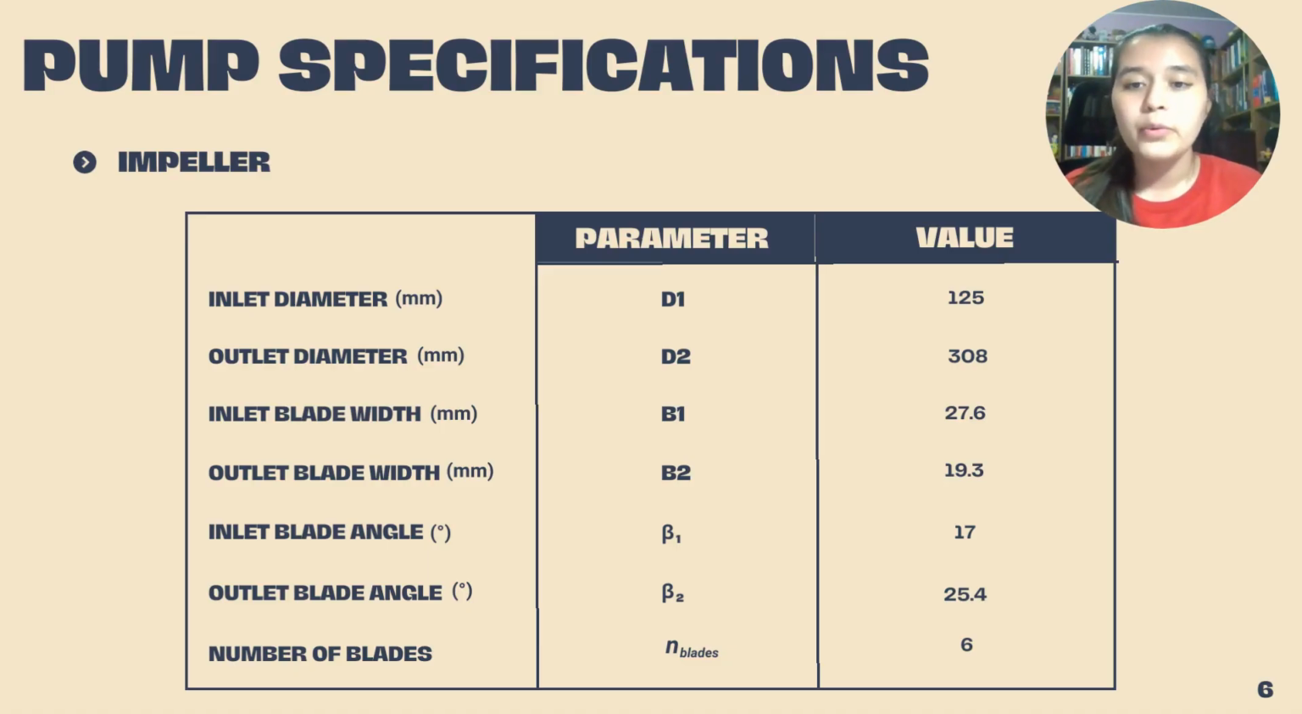For the impeller, we first of all establish the outlet diameter, that is the same value that the manufacturer has for the impeller diameter. And after that, based on the information that we obtained, we calculate the inlet diameter, the inlet blade width, the outlet blade width, the inlet and outlet blade angle, and the number of blades.